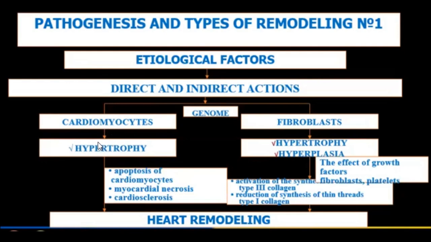Cardiomyocyte, as a result, it's a hypertrophy and apoptosis, cardiomyocyte, myocardial necrosis, and cardiosclerosis. Fibroblasts, hypertrophy, hyperplasia, the effect of growth factors, fibroblast, and platelets. And activation of synthesis of fibrous type III collagen and reduction of synthesis of thread types of type I collagen, and as a result, heart remodeling.